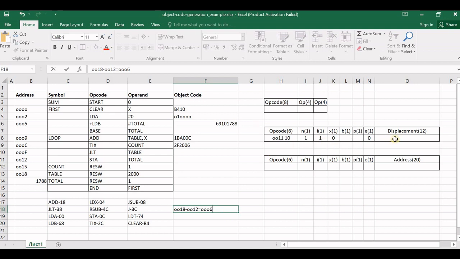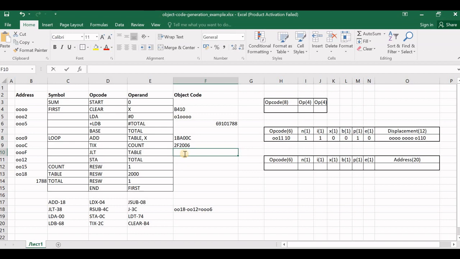Now represent this in 12 bits: 0000, 0000 and 0110. Now we have made use of the PC value to find out the displacement. So P value will become equal to 1 and B value will be made 0. Now group 4 bits together and represent the object code in hexadecimal value.